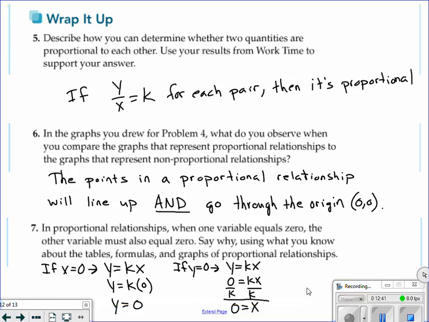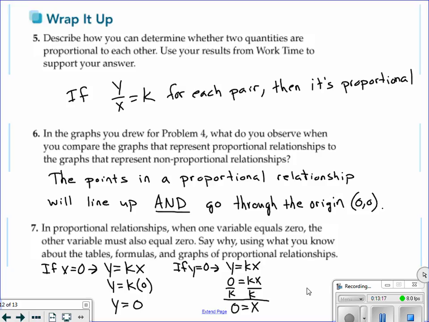All right, to wrap this up and make sure you get the main points here of this lesson, 5 is just asking how you can determine whether two quantities are proportional. So the main thing here to look for is that if y over x equals k, if that's the same for each pair, then it's proportional. Number 6, it's talking about the graphs and being proportional. Again, the points in a proportional relationship will line up and go through the origin, which is 0, 0, when you make the graph.